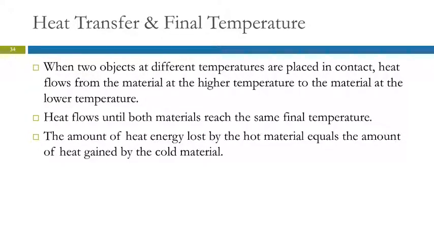So we've talked about heat transfer happens between two objects that are at different temperatures. And the heat will flow from the high temperature to the low temperature until they both become the same final temperature. The amount of heat lost by the hot material is equal to the amount of heat gained by the cold material.